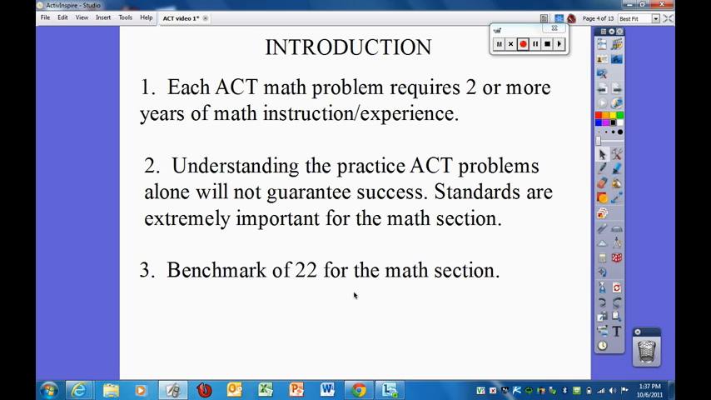Do not get frustrated, though, if you don't get the 22. The test does not measure your work ethic in a one-day test. So keep up your work ethic. Work hard, do the best that you can, and shoot for the 22 and get as close as possible.